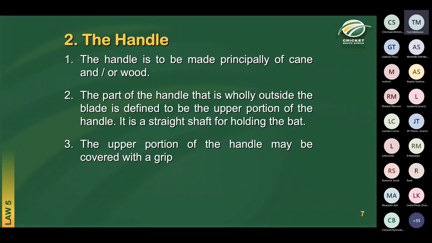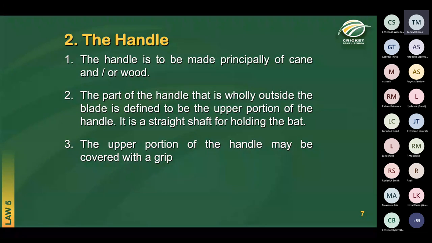I have come across some bats which have handles that are not particularly round. They're more oval than round. Maybe they're suitable for some batters, and some batters prefer them to round handles. I find them a little bit strange feel in the hand, but of course each to his or her own, different horses for different courses, I think is the saying. So the shape is not prescribed in the law, just the fact that it needs to be made principally of cane and or wood.